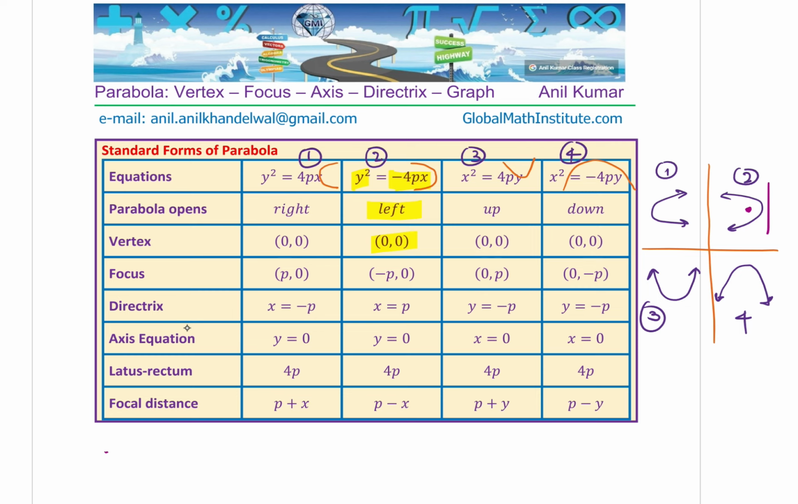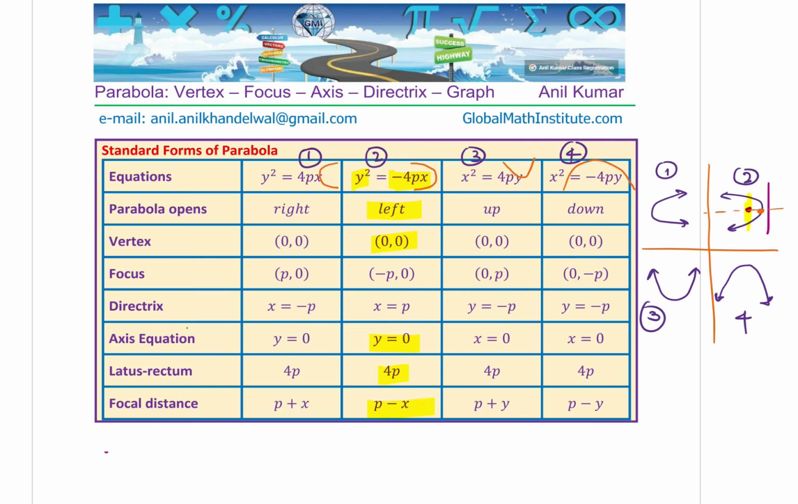The vertex being in the middle of the two. So the average value of the vertex is going to be 0, 0 to begin with. Clear? Axis is going to be parallel to the x-axis, and therefore the equation will be y equals to 0. And Latus-rectum, as we discussed earlier, the vertical chord which passes through the focal point will be of length 4 times p, and the focal distance will be p minus x.